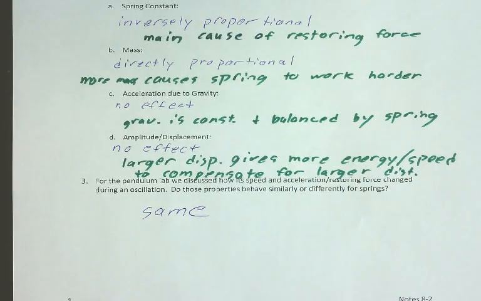Springs have 0 speed at the maximum amplitude. They speed up as they go to equilibrium. They're going the fastest they can at equilibrium. Then they start slowing down on the way away from equilibrium back to the maximum or the minimum amplitude, and then they repeat it again.